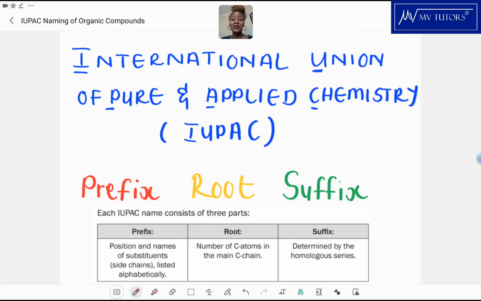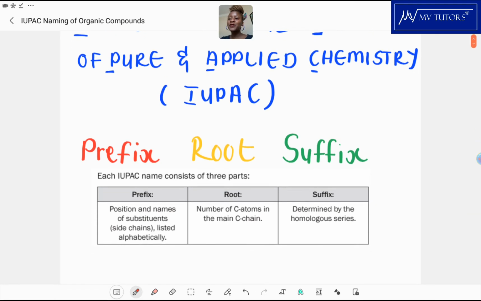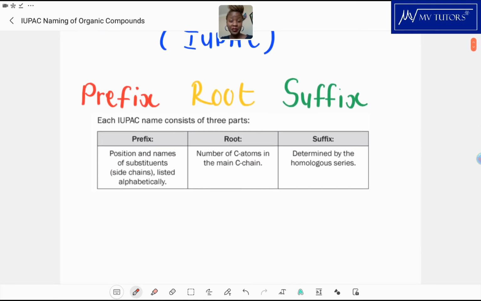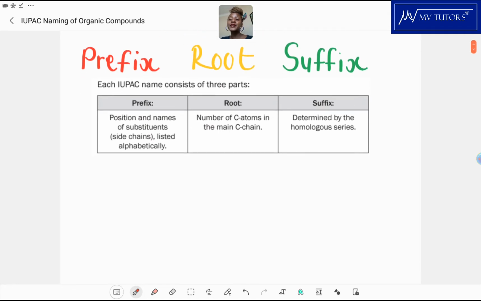Let's get right to how you name them. First of all, you have a prefix to the name, then the main portion, which is the root, and then the suffix. So what does each entail? The prefix is the position and names of substituents, like side chains. Think about your alkyl groups, your methyl, ethyl, and so forth. You list those alphabetically. So if you have a methyl and an ethyl, E comes before M, so you'll start with the ethyl.